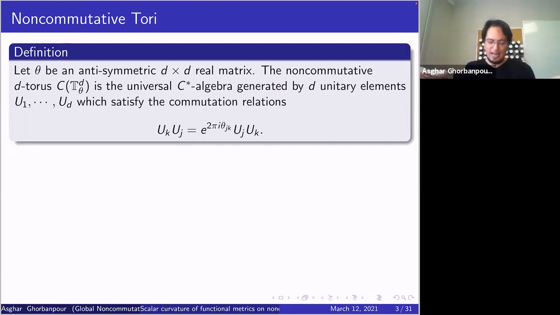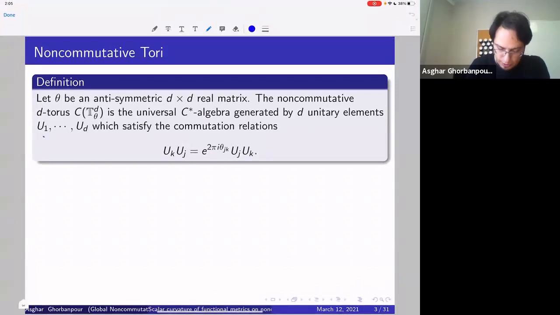So I have a d by d real antisymmetric matrix, and then we can make a C*-algebra which satisfies some universal property. It has d generators, and the relation between the generators is given by this relation: the kth generator commutes with the jth generator up to a phase change given by the entries of that matrix.